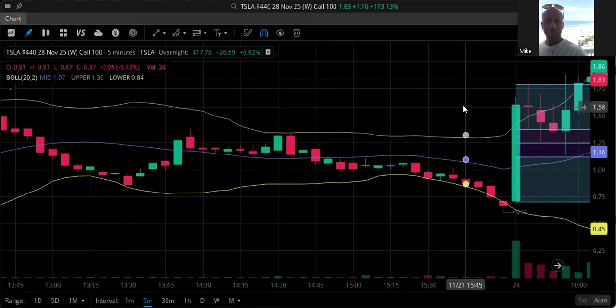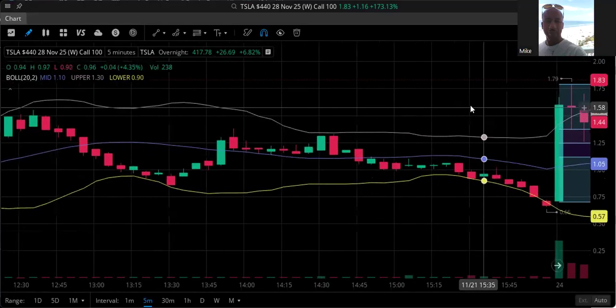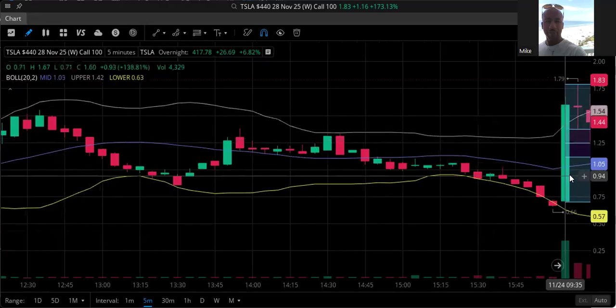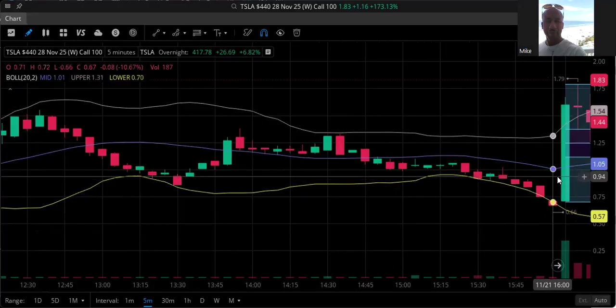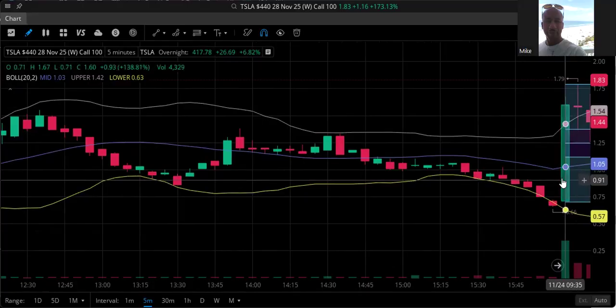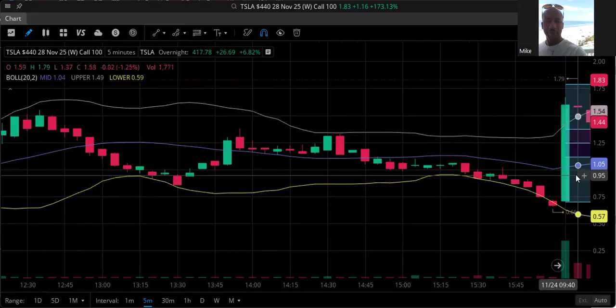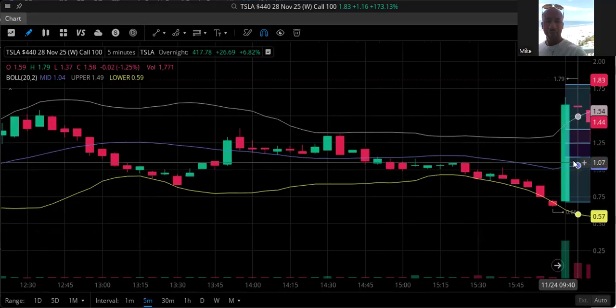Okay, that's good right there. All right, so I came into the market right around this time, about 5 to 10 minutes after the beginning of the day. And this is what I saw. I added a Fibonacci here.